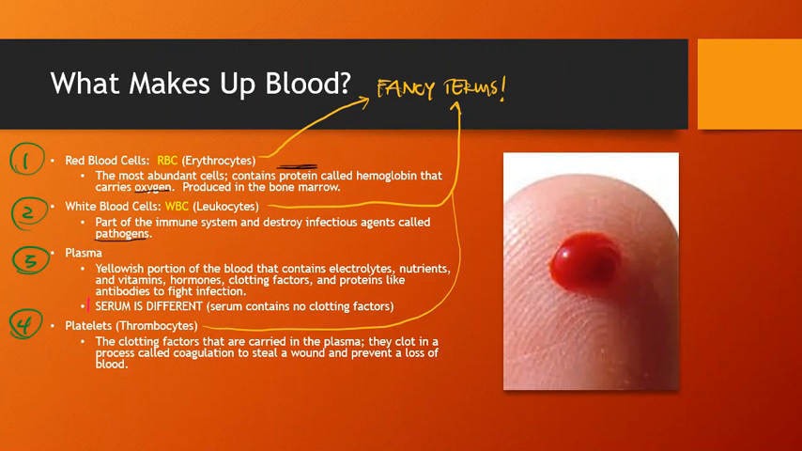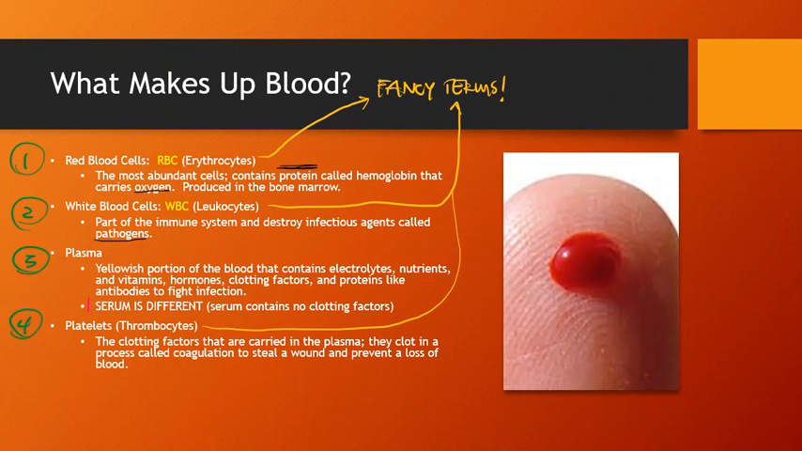All right, part number 3 is going to be called plasma. Now, plasma is going to be part of your blood. Whole blood is what we call that. If you cut yourself, you are leaking whole blood. And part of that sample is going to be the plasma.